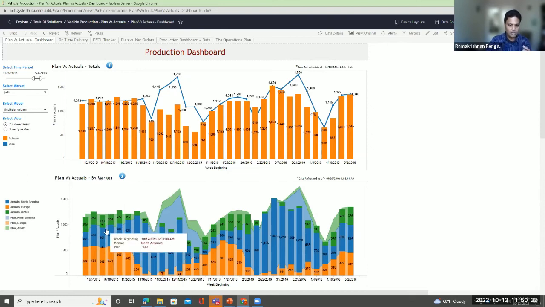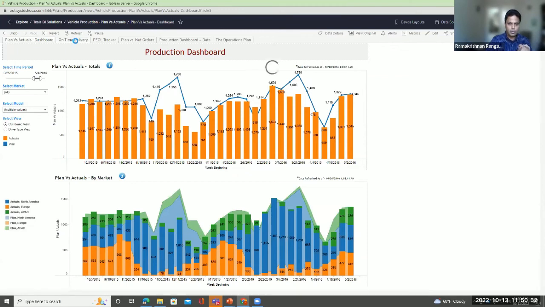What we have here on the bottom is broken down by different geographical areas, the markets. You can also look at it broken down by different drive types, or you can look at a particular model of the car, a particular market, as well as different time periods.